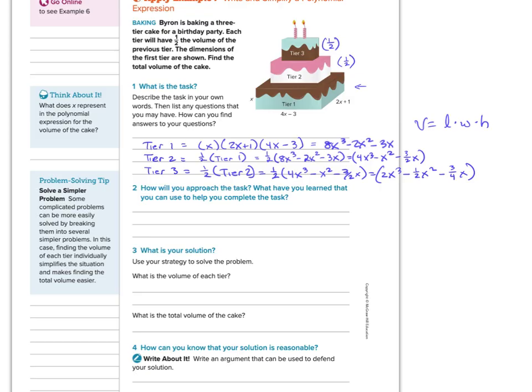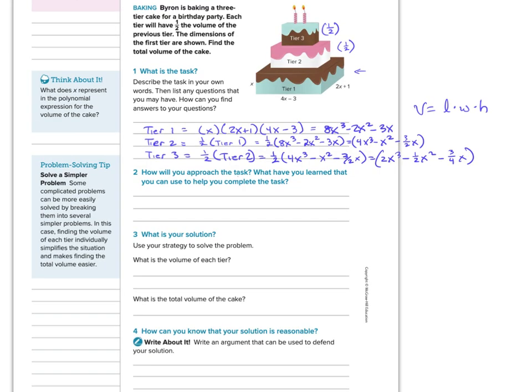Now, what is the total volume of the cake, right? The volume of each tier, if I combine like terms, all of these volumes added together will give me the total volume of the cake. And when I combine like terms, I hope we get 14x cubed minus 3.5x squared minus 5.25x. And then that will be the total volume.